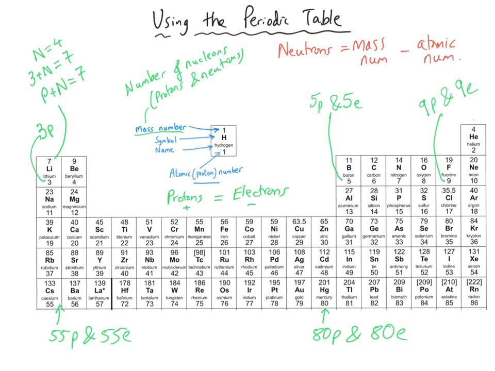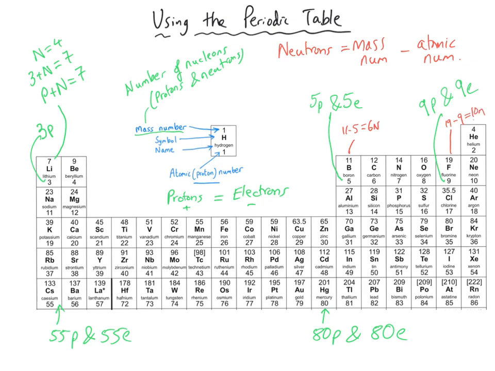And so, if we start looking at the examples we looked at before, boron with a mass number of 11, 11 take away 5 equals 6. That means that boron has got 6 neutrons. If we move on to look at fluorine, which has got a mass number of 19, 19 take away the atomic number 9 equals 10 neutrons.